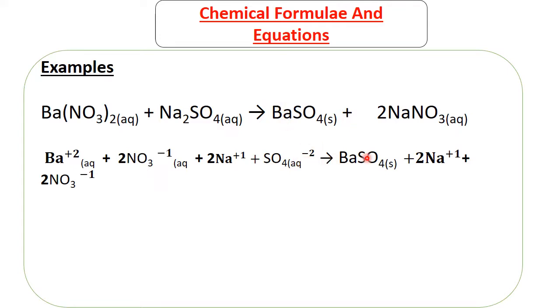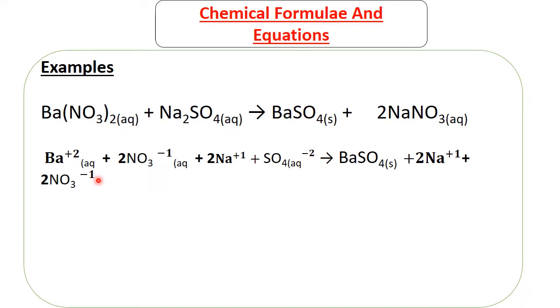When you go here, this one, we do not touch it. When you go here, sodium 2. So we're going to just write it as 2 sodium +1 ion plus nitrate. Nitrate is 2 also. This 2 here belongs to sodium and nitrate. So we're going to have 2 nitrate with a charge of -1.